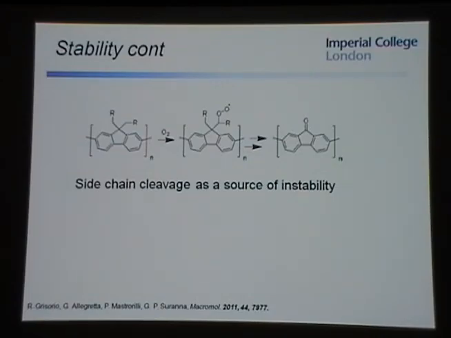So for example, in a blue emitting polymer like polyfluorene, in the presence of UV light and oxygen, you can see that the side chains seem to be reacting with singlet oxygen and then cleaving to generate, for example, carbonyl compounds in the backbone. And that's very easy to see in an emissive material because the wavelength of the emitted light changes as you start to introduce these traps into the backbone.